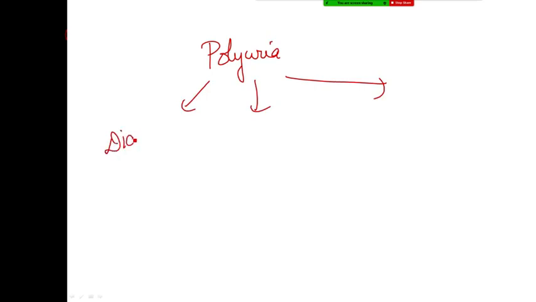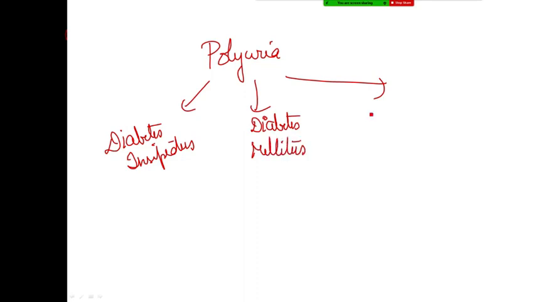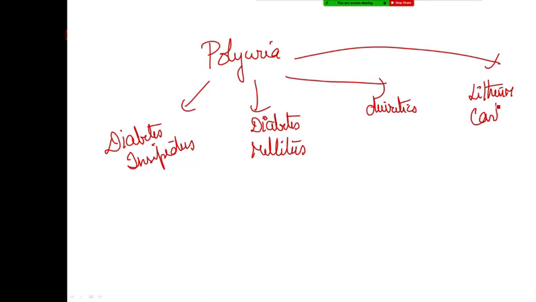One is diabetes insipidus. What's the other possibility? Diabetes mellitus. Right. Where else? Which drugs give you polyuria? Diuretics. Good. Any other drug we mentioned this morning? Lithium carbonate. Lithium carbonate, used to treat bipolar disease. So all these will complain of polyuria.